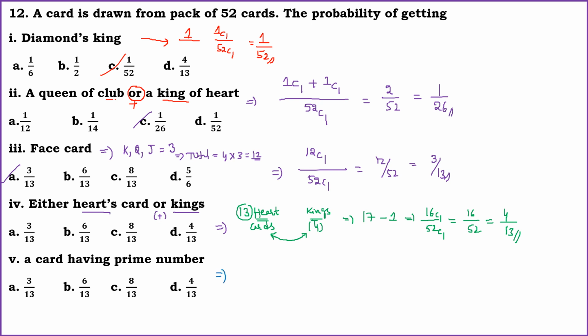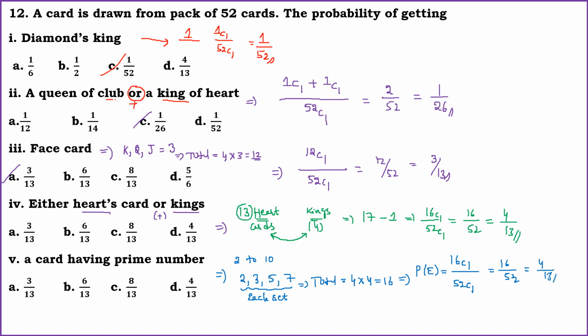A card having a prime number. We know that the number cards from 2 to 10 are in each set, out of which 2 is a prime number, 3 is a prime number, 5 is a prime number, and 7 is a prime number. Total 4 cards from each set. There are 4 sets, so 4 fours are 16 cards. So the probability of the event is 16C1 by 52C1, which is 16 by 52, which is 4 by 13. I hope it is clear. Option D is the right one.